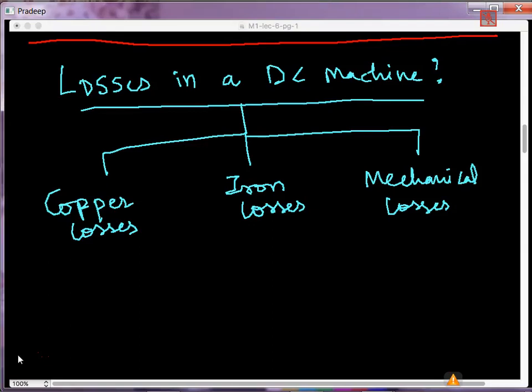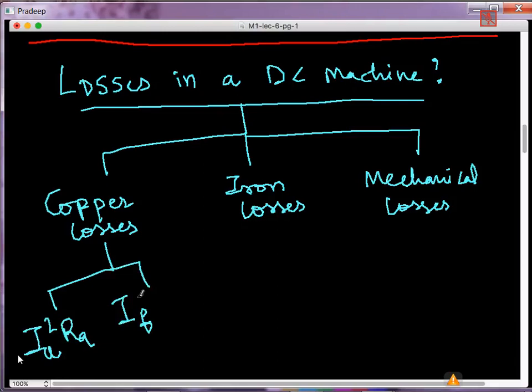And in a DC machine, there is a field winding and there is an armature winding. So the losses that happen in the field and the armature because of the flow of current are called copper losses. So these are armature copper losses, that is IA square RA, and field copper loss, nothing but IF square RF. So if you know the field resistance and the current flowing in the field, you can calculate the copper losses like that.